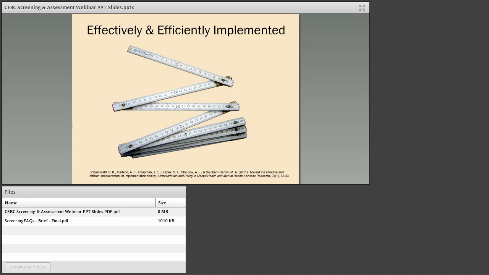And Jared also is going to talk about that. The CEBC is a tremendous resource for both of these aspects of measurement. And Jared's going to discuss more each of these in more depth. So I'll turn it over to him.